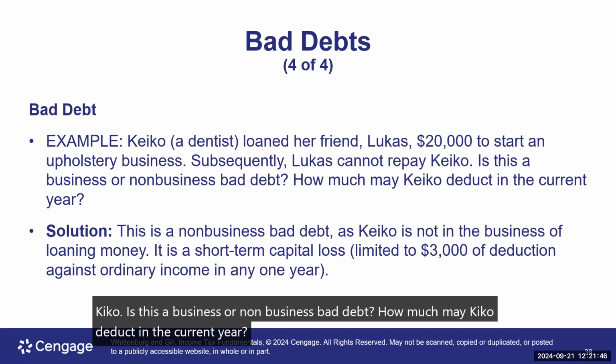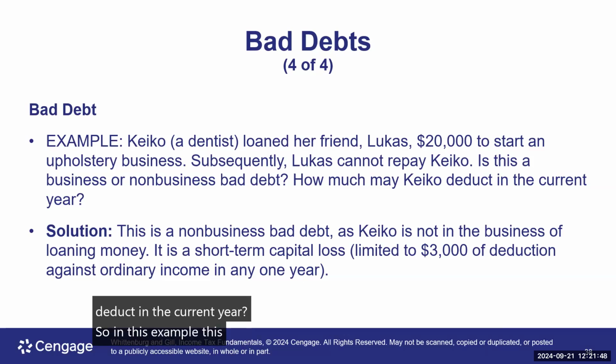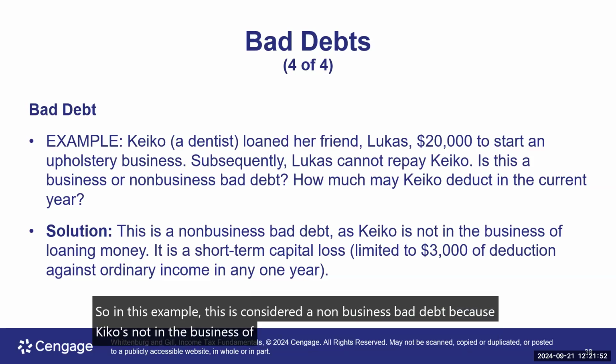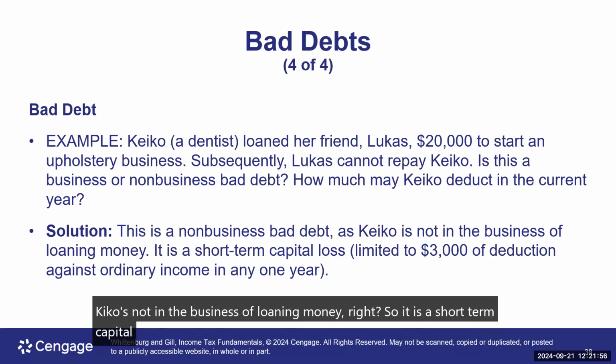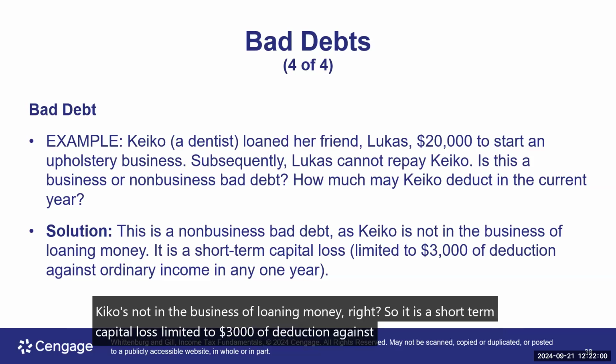So in this example, this is considered a non-business bad debt because Kiko's not in the business of loaning money, right? So it is a short-term capital loss limited to $3,000 of deduction against ordinary income in any 1 year.